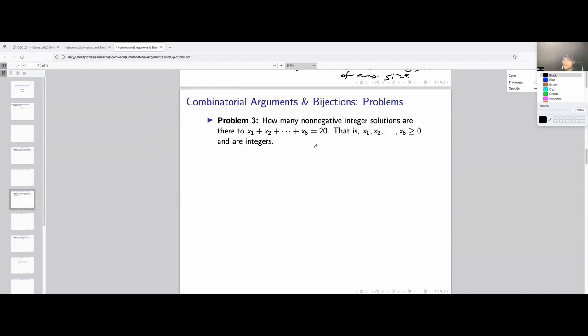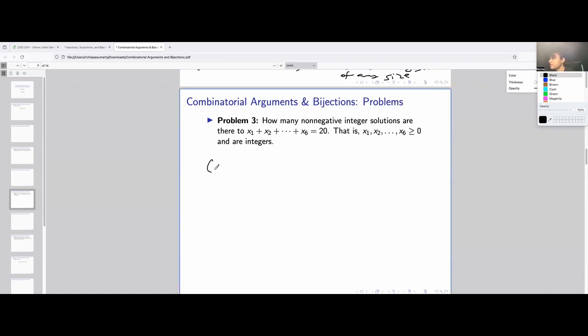Okay, this one is quite a good question. I do remember the first time I saw it, I had no idea how to do it. So if you don't know how to do it, that's totally fine. But here's the question: how many non-negative integer solutions are there to x1 plus x2, and so on until x6, equal to 20? Okay, so for example, here's a solution, right?